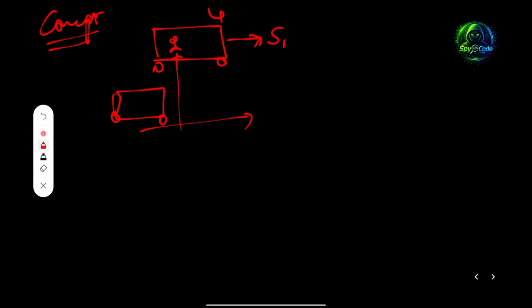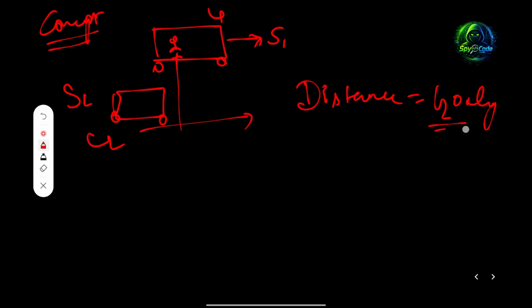Here the train length is L2 and the speed is S2. In this scenario, the distance is L2 only. Why? Because we are considering it with respect to the person who is sitting inside the train, not the train completely. The person sitting inside the train has to be passed.